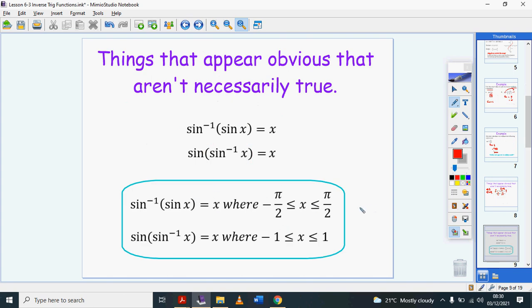This is only true when I'm putting in values that are between 90 and negative 90, and this is only true when the x values are between 1 and negative 1. So the x value here is an angle, right? And the x value here is just a figure, between negative 1 and 1. So that's the difference here. The answer that you're getting from this is an angle, whereas the answer that you're getting from this is just a normal number.